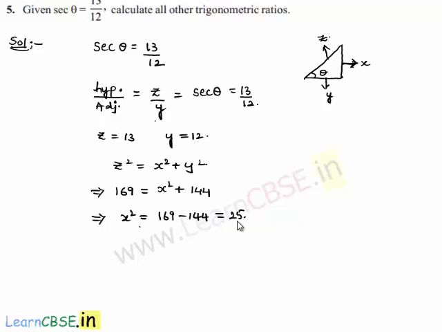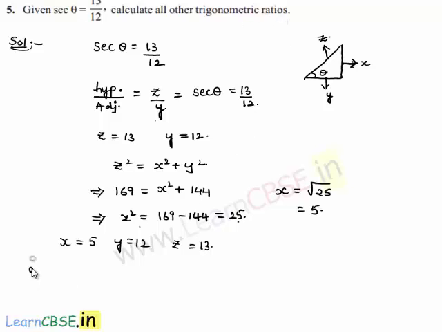As x square is equal to 25, we get x is equal to root of 25, which is nothing but 5. So we got the values of x, that is equal to 5, and y, which is equal to 12, and z is equal to 13. Let us find all the other trigonometric ratios.